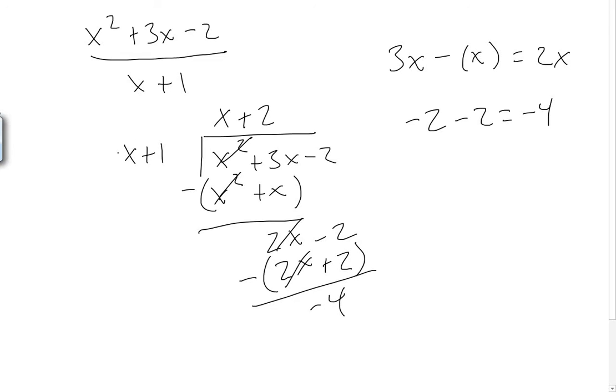So then I continue. I say, what times x gives me 4? And I see, hey, I can't actually turn an x into a 4. I can't go down in any degrees. So that's my remainder, negative 4. X plus 2, that's my quotient.